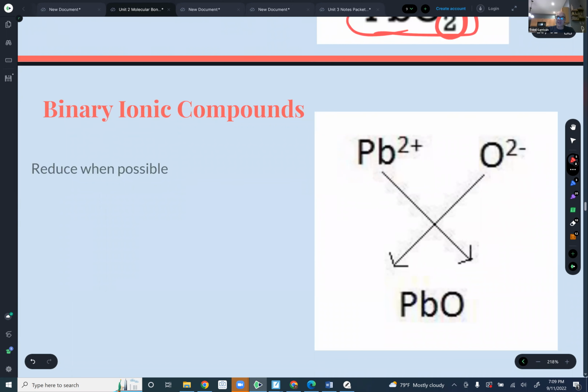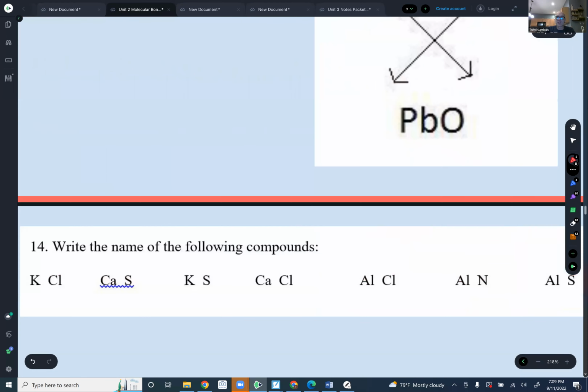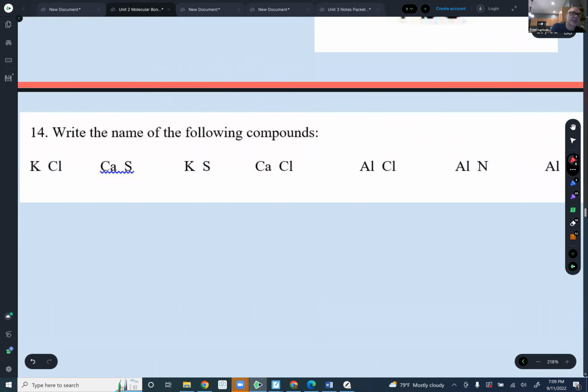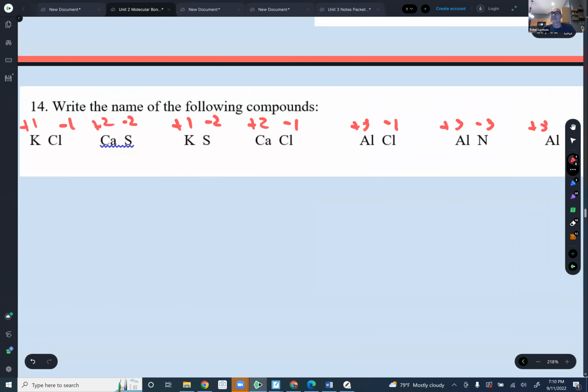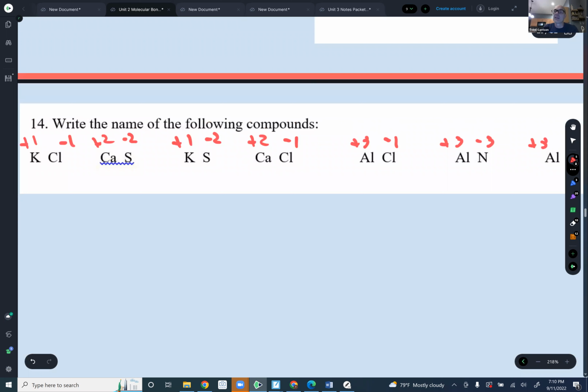All right, same story here. +2 and a -2. They cancel out, they reduce down. Not 2 and 2, but they got reduced. All right, so here we go. +1 -1, +2 -2, +1 -2, +2 -1, +3 -1, +3 -3, and +3. And I can't see the last one. So let's figure out what it is. S. So now I'll put that one down here.